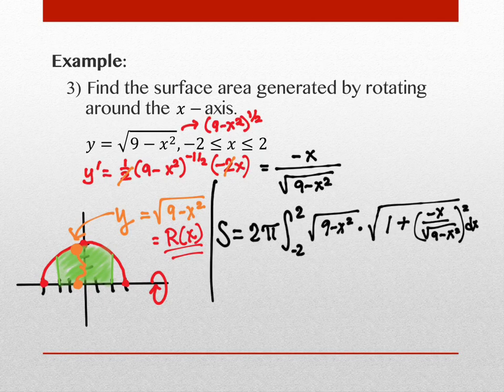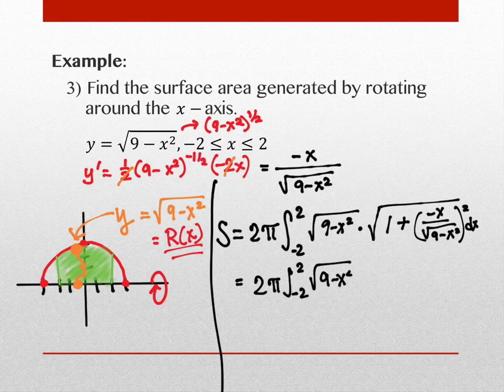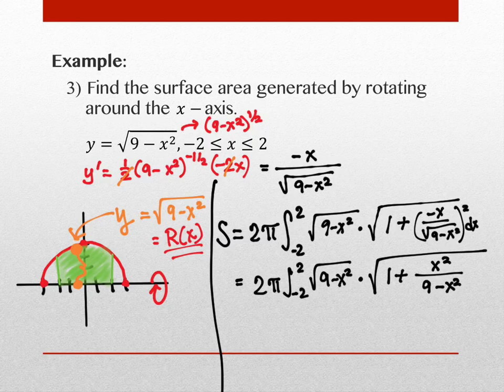Move it over just a little bit. Okay, so it looks ugly. It actually cleans up pretty nicely as well, kind of like the earlier one we had seen. So take a look at what's going to happen. Here's my 2 pi. Still have my integral -2 to 2. This is the square root of 9 minus x squared. And over here I have another square root, and it's 1 plus x squared over 9 minus x squared. Right? The square and the square root cancel in that squaring process.